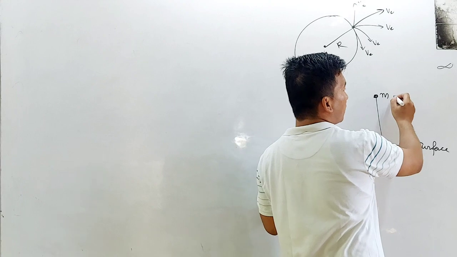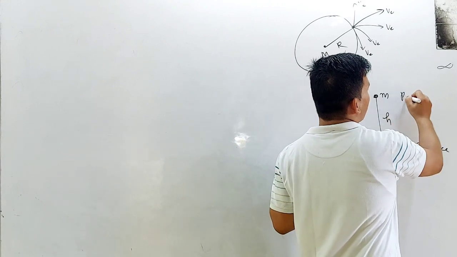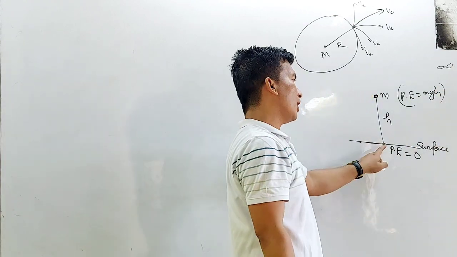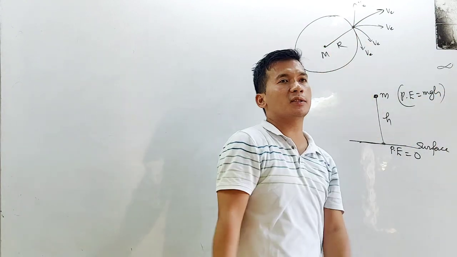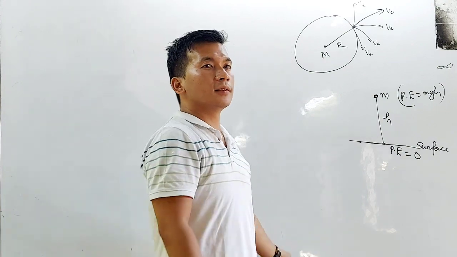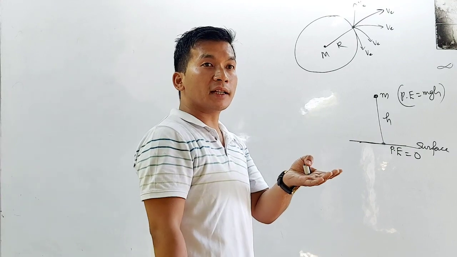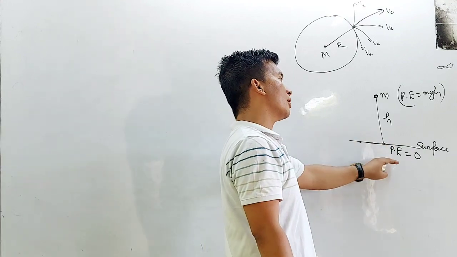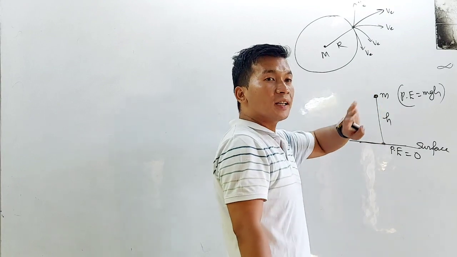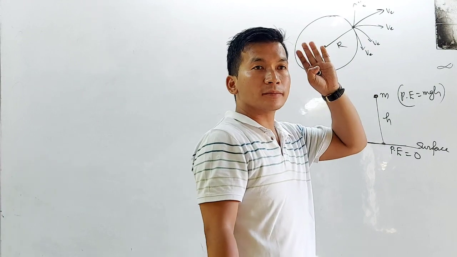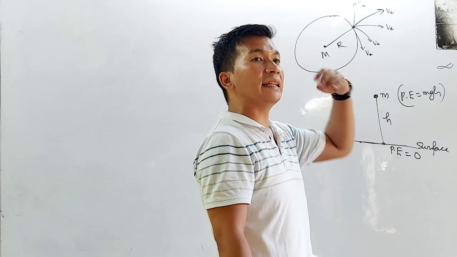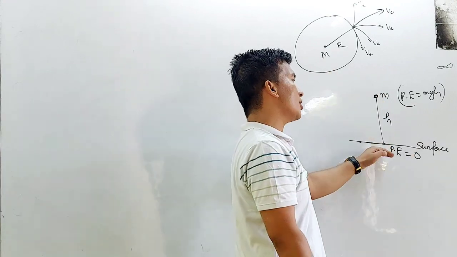Potential energy is equal to mgh. On the surface of the earth, your potential energy is 0, and h is 0. That will be for your work-energy theory. Gravitational work done. This is gravitational potential energy. Some work is to be done.